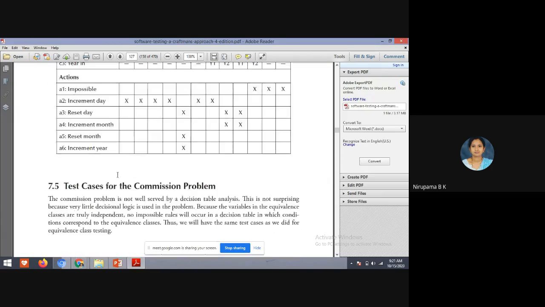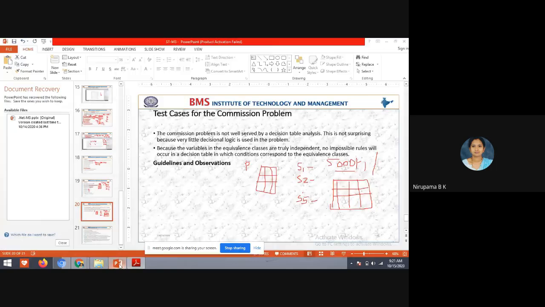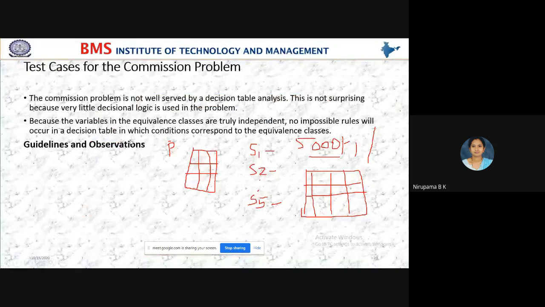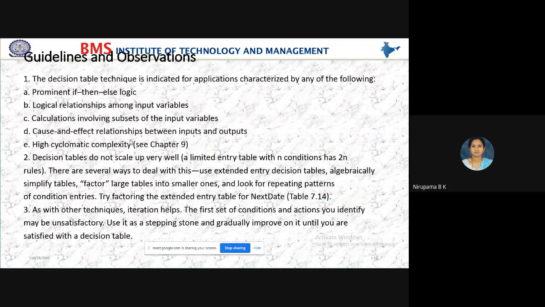Based on the input value, they have shown some test cases. Compared to the next day problem, writing a decision table in the commission problem is a little difficult, because here we do not know exactly what rule we are applying for salesperson 1, salesperson 2 and salesperson 3, because only at the end of the month will we come to know how much they have sold. And next we have the guidelines and observations of the decision table.